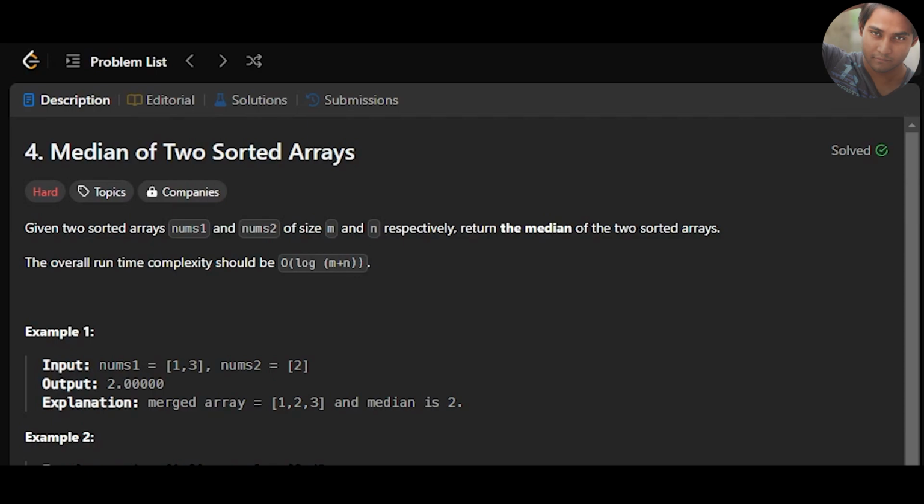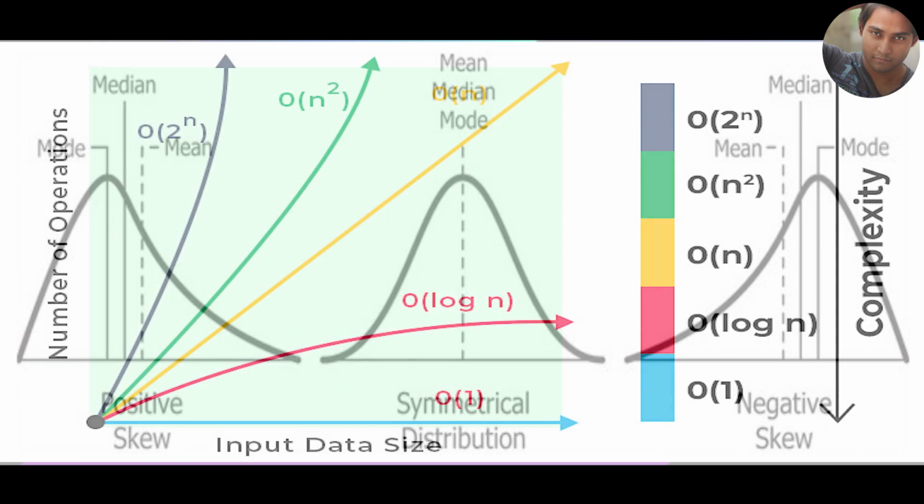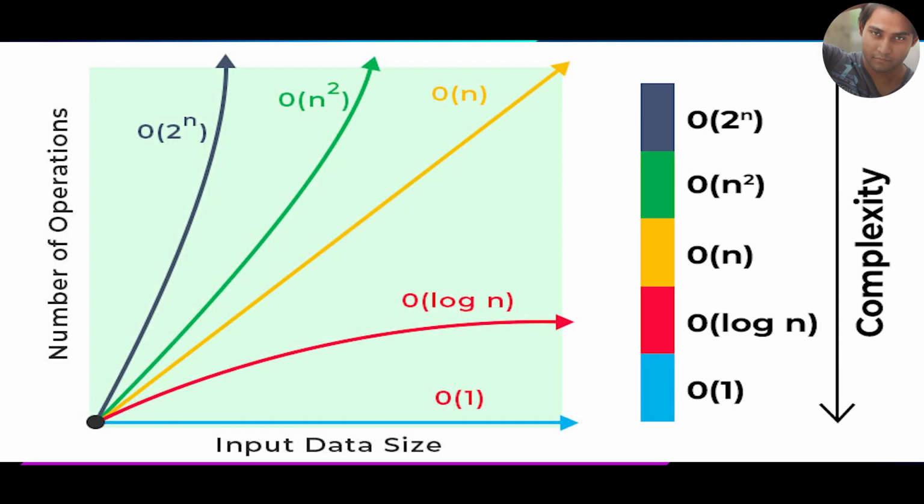The problem that we are tackling today is a very fascinating challenge with practical applications, especially in data analysis. Before we dive into the solution, let's understand the significance of finding the median and the impact of input size on complexity. The median provides a balanced measure of central tendency, crucial for understanding the data distribution. As we explore this problem, keep in mind that the size of our input arrays plays a key role in shaping our approach. Our ultimate goal is to achieve a time complexity of O(log(m+n)).